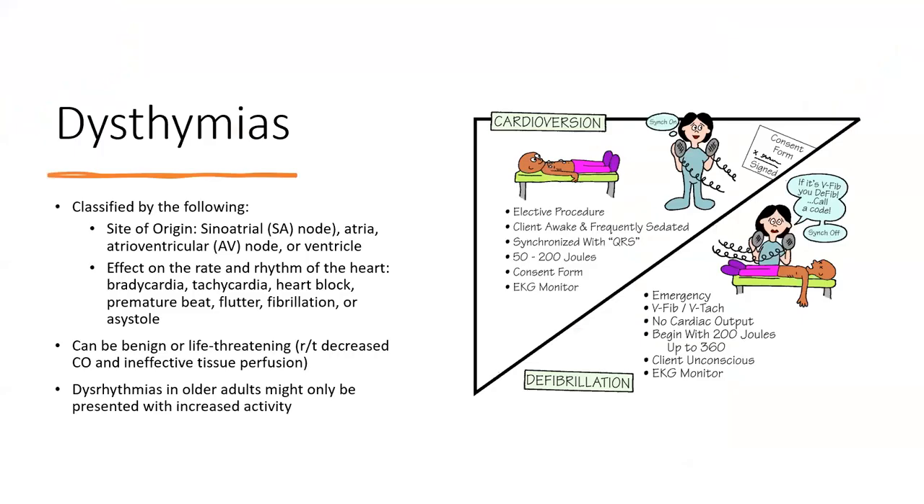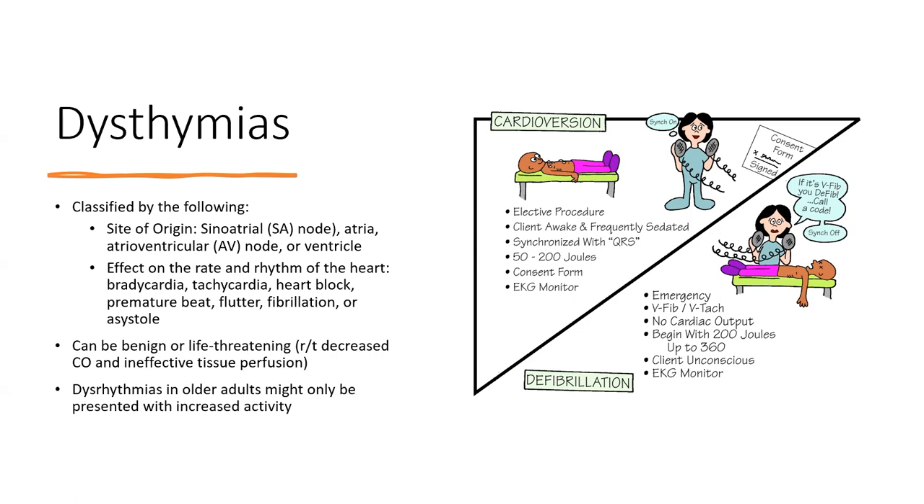So dysrhythmias can be classified in 2 ways: site of origin and the effect on the rate and rhythm of the heart. Your site of origin are things like your sinoatrial SA node, atrial area, atrioventricular AV node, or your ventricle. So it's the origin of where this dysrhythmia began. Effect on the rate and rhythm are things like bradycardia, tachycardia, heart block, premature beat, flutter, fibrillation, or asystole. These can either be benign or life-threatening.